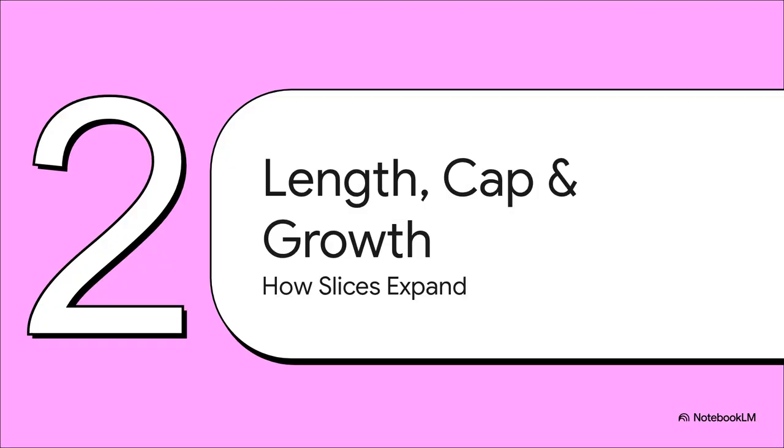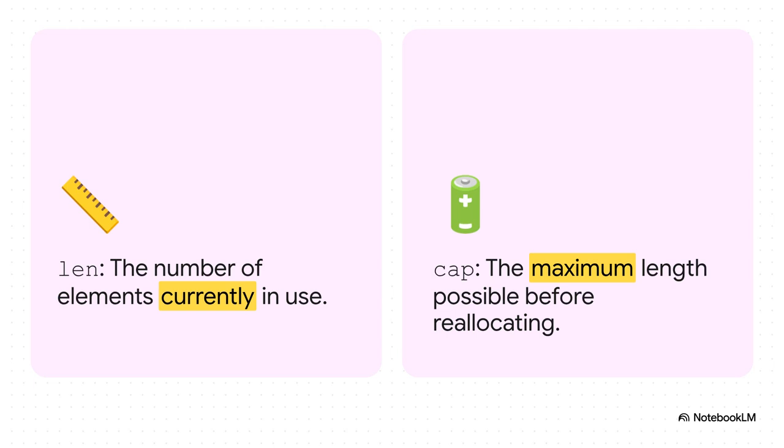So we know slices are flexible, but what happens when you need to add more data than you originally planned for? How do they actually grow? This is where understanding the difference between length and capacity becomes absolutely crucial. It is so important to keep these two ideas separate in your head. The len function gives you the current length, how many elements you're actually using. But the cap function tells you how much room you have to grow within the current backing array before things get a little more interesting.